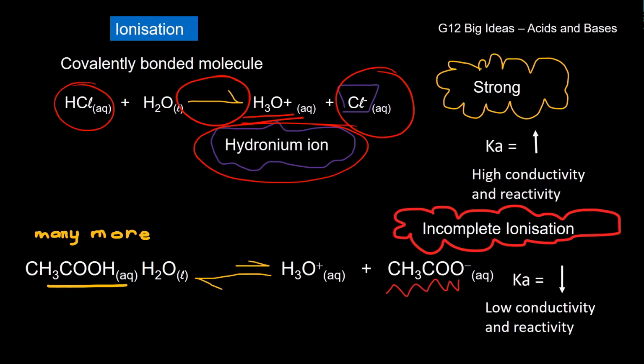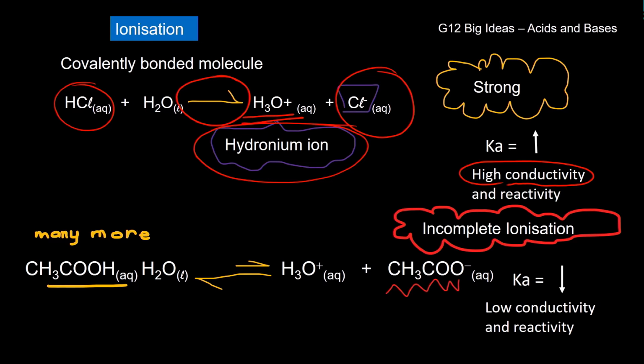It means that our Ka value, so that's like the equilibrium constant just for acids, is going to be high. It's going to be greater than 1. Why? Because there is a high concentration of hydronium ions and chloride ions in solution. So it means that there is a high conductivity, and that these ions have the potential to react well, so a high reactivity. That's what makes a strong acid.